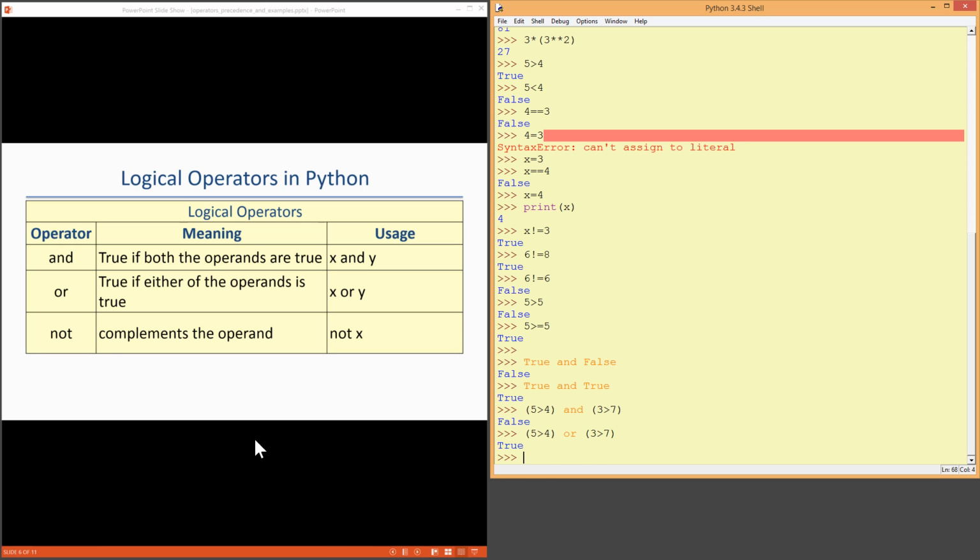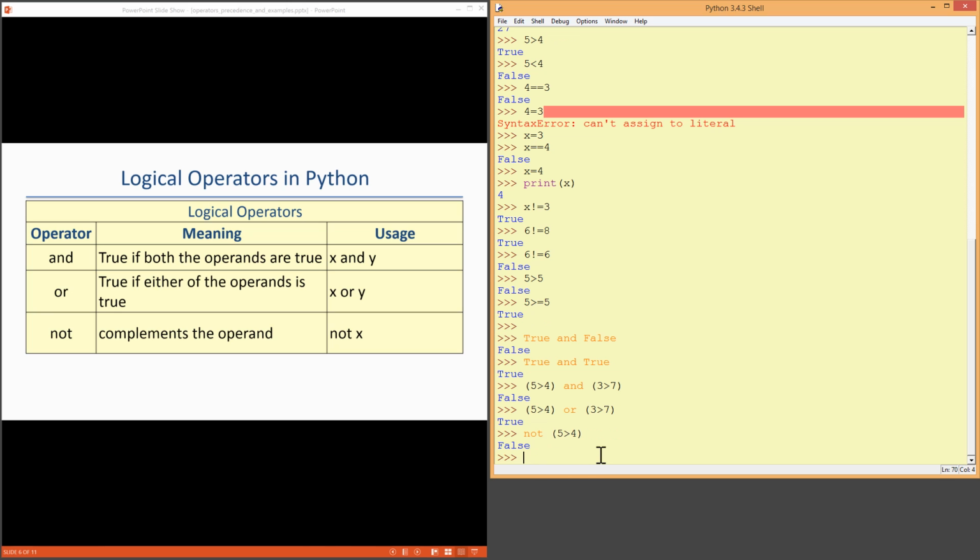The last operator, which is NOT, simply inverts or complements whatever is in front of it. Remember, this operator is a unary operator. So for example, if I say not 5 greater than 4, what is the answer? Simple. The answer to the question, is 5 greater than 4, is True. Since I said NOT, the answer would be False.